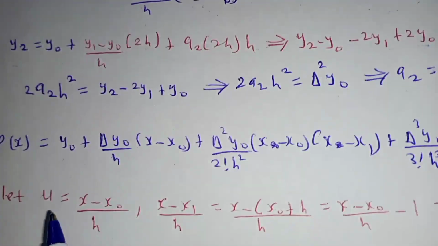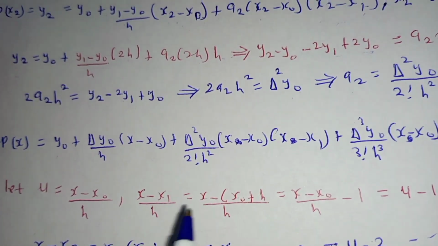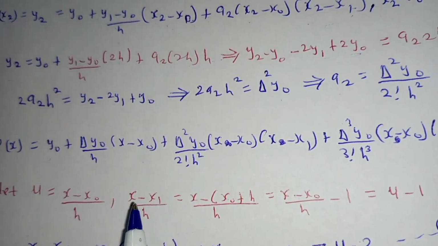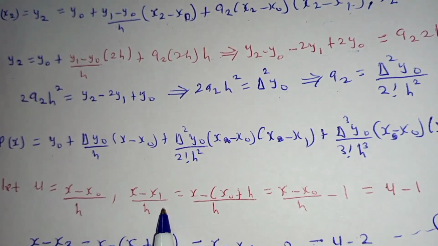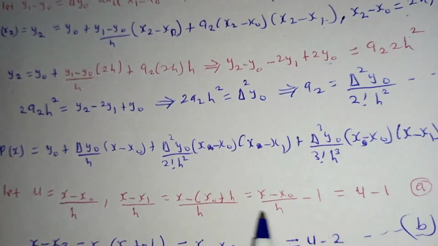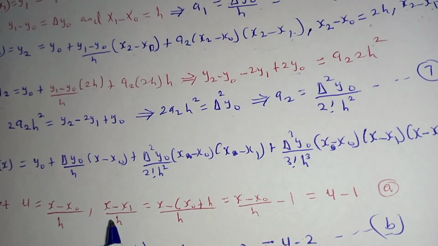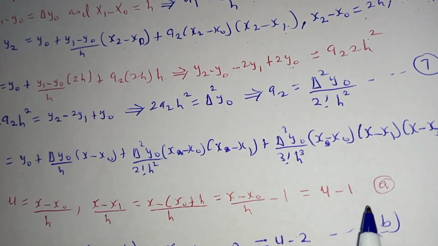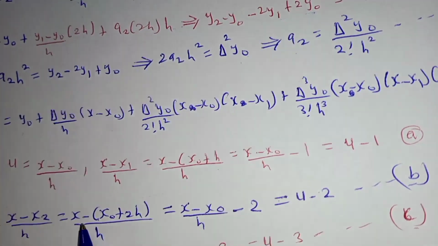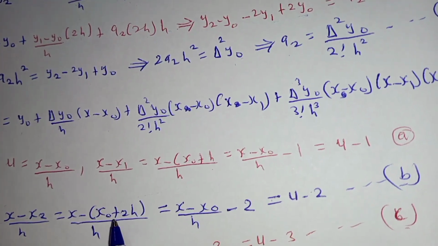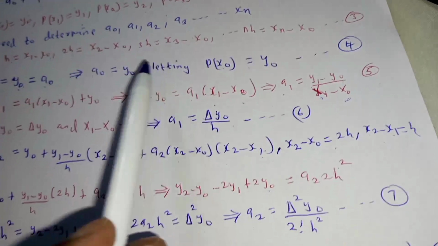Here we let our u be equal to (x minus x0) over h. So we substitute the value of x1, which is x0 plus h, and simplify, and we are going to obtain that (x minus x1) over h is the same as u minus 1. Then (x minus x2) over h is the same as (x minus x0 plus 2h) over h. Those values are written up here.